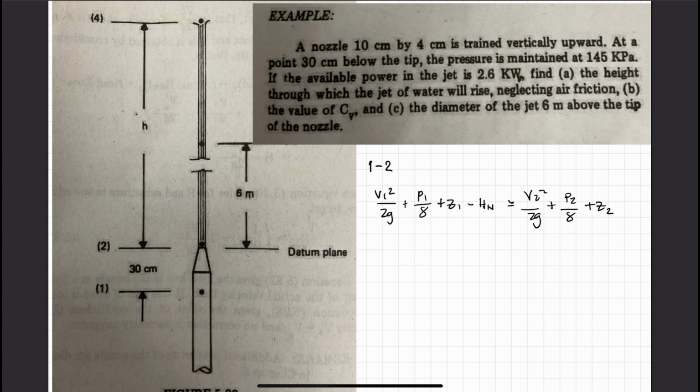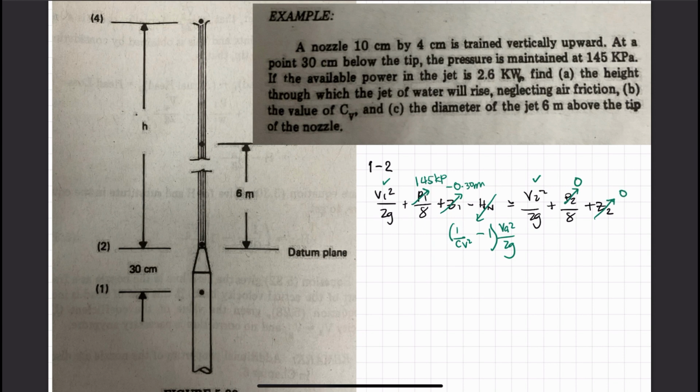So, isa-isayin natin yung mga values. Yung V1 squared, hindi natin alam, pero may makukuha natin na value. Given yung P1, which is 145 kPa, Z1 is negative 0.3 meters. Yung HN is yung formula ng HN kanina, which is 1 over CV squared minus 1 times VA squared over 2G. Tapos yung V2 squared over 2G is, may value din yan, masosolve natin yan. Then P2 is 0 dahil exposed sa atmosphere. Then Z2 is 0 since nandun yung datum natin.